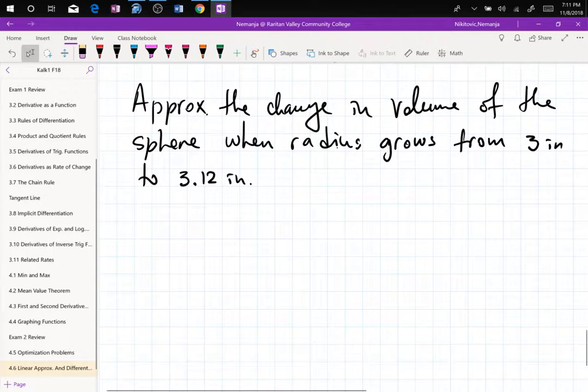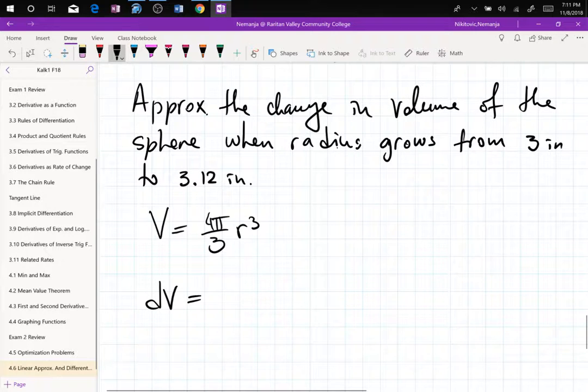So let's see the approximation. I know that the volume is 4 pi thirds r cubed. That's the volume for a sphere. I need to find the differential. So dV is going to be 4 pi r squared dr. That is the differential.